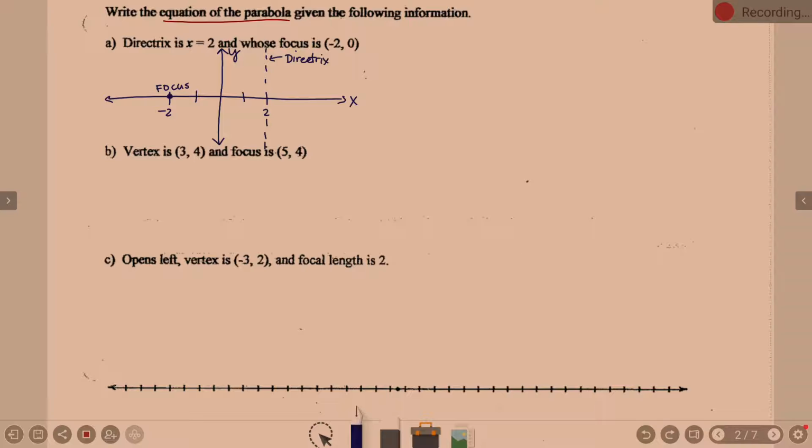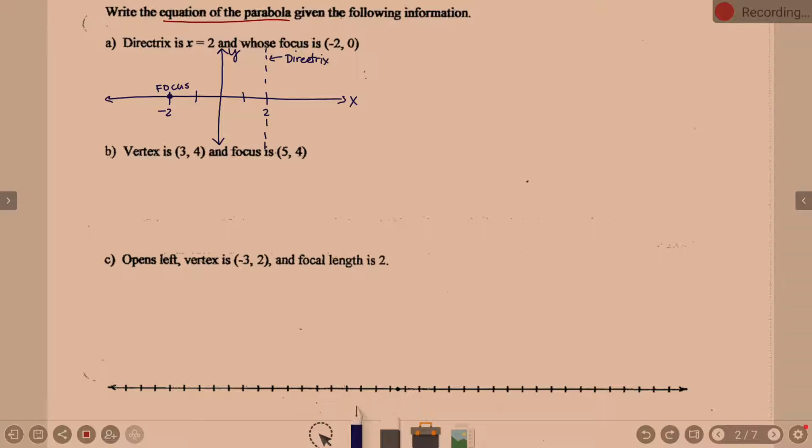To the left? And how do we know it's going to open to the left? Because the directrix is the opposite of what's on our head. Okay, the directrix is outside the parabola. The focus is inside the parabola. So that means my parabola is going to look like this. It's going to open left.